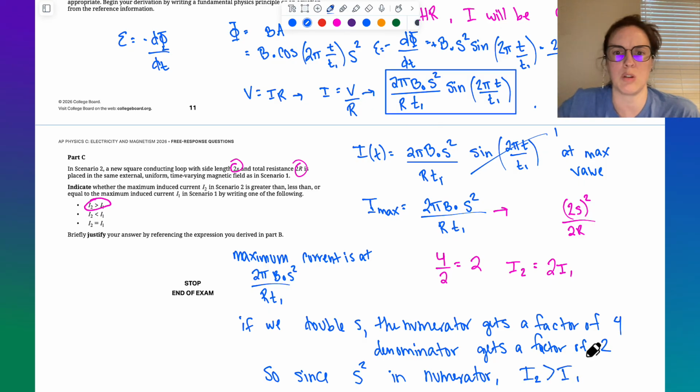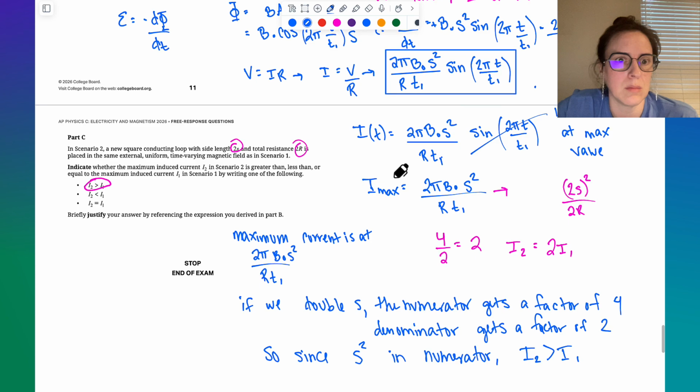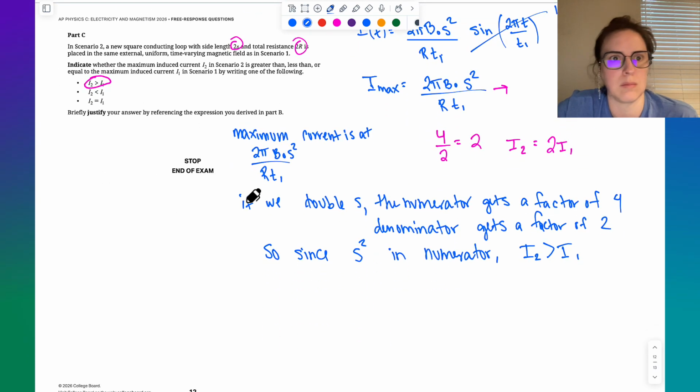Okay, so some conversation about how s squared is in the numerator, and doubling it squared over just regular doubling it, that numerator is going to win. Okay? Nice. Awesome. The end. Yay, we did it.